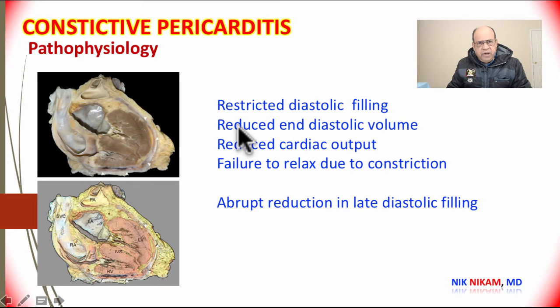As a result, there is reduced end diastolic volume, which leads to reduced cardiac output, and the ventricles also fail to relax completely because of the constriction. One of the characteristic findings of constrictive pericarditis is the abrupt reduction in the late diastolic filling due to the inability of the ventricles to expand with the increasing preload.